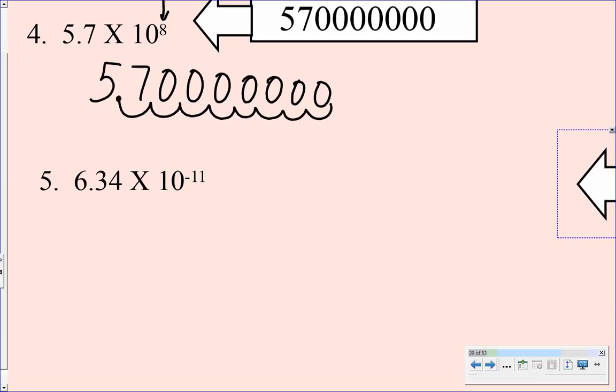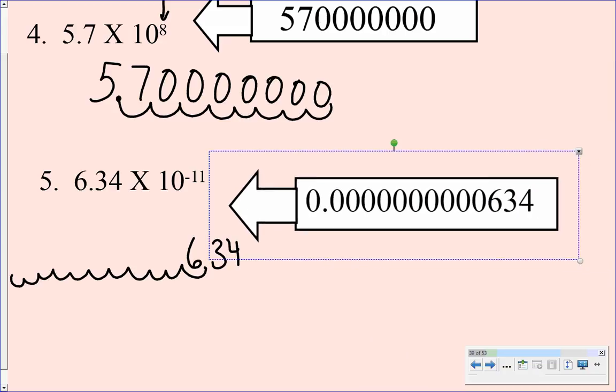So again, this is a great example of why it can be helpful to write things in scientific notation. With my negative exponent on the next one, I'm going to be moving my decimal to the left. So I'm going to go 1, 2, 3, 4, 5, 6, 7, 8, 9, 10, 11. Holy cow, that's 10 zeros. No wonder scientists like scientific notation so much.